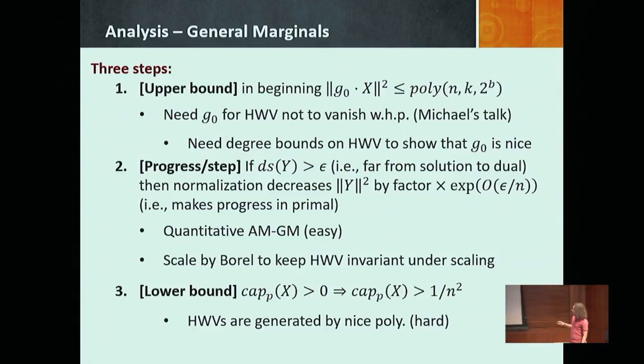Now, the progress per step. Again, we still use the quantitative AM-GM, which is a little bit fancier now, but still not very hard. But the issue we need to address here is, remember, we have an invariant. The highest weight vector is invariant. But invariant under which group action? It is invariant under Borel, not under all the groups. That's why Avi was making the point that here we only know how to make it work with Borel. We need to maintain the fact that the invariant is preserved, because we need the lower bound on the capacity. So we need to show that every time we do the scaling, it remains invariant under the Borel.